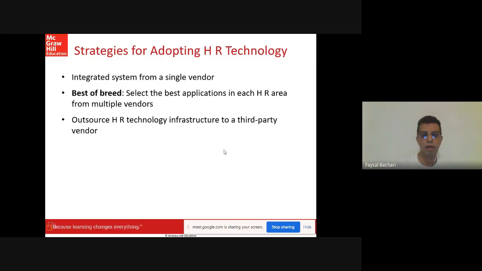Then you need to look at best of breed: select the best application in the HR area from multiple vendors. So you look at the data, you look around, you ask. Third-party evaluators like Gartner will tell you some of them. And you can outsource the HR technology infrastructure to a third-party vendor. You might outsource the hardware or even the software itself. You get it outsourced, but using the software would be your responsibility.